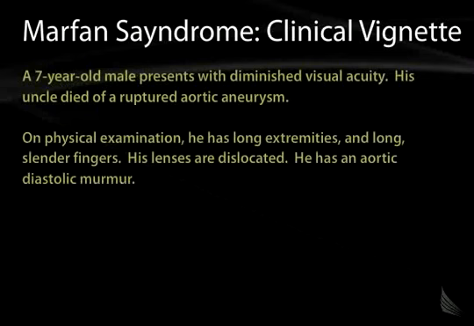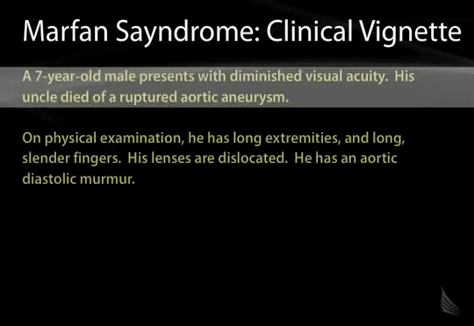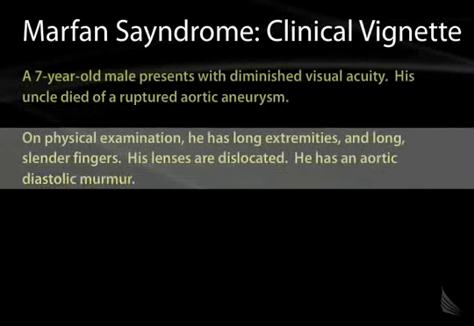So here's a clinical vignette associated with that. A 7-year-old male presents with diminished visual acuity, and his uncle died of a ruptured aortic aneurysm. And so you can see the two things there. Aortic aneurysm, you think of Marfan syndrome. Diminished visual acuity, you think of lens dislocation, which is common in Marfan syndrome. On physical examination, he has long extremities, long, slender fingers, and his lenses are dislocated. He has an aortic diastolic murmur, and that's one of the cardiac or vascular defects associated with this disease.